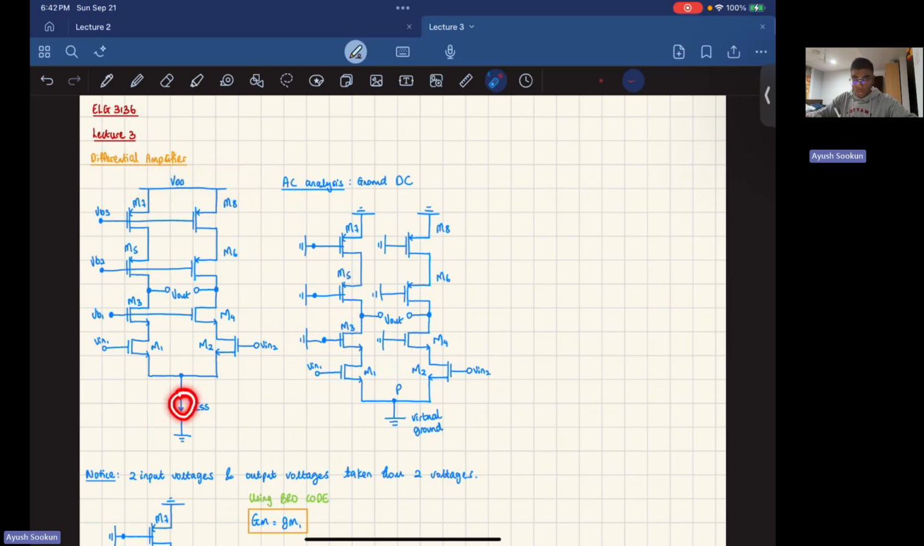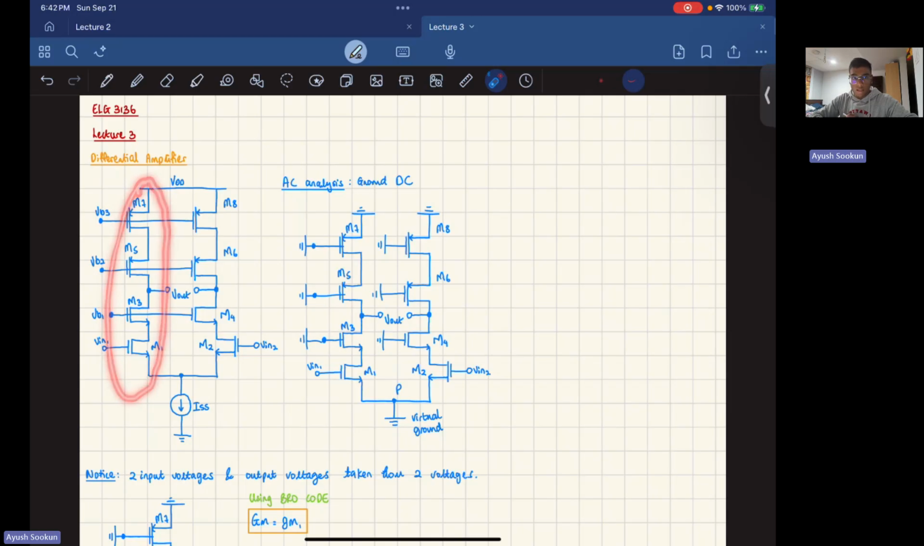You have a current source here, and throughout Electronics 2 you'll probably realize that most current sources are actually transistors. You use transistors to create your own current source. You can't go to the market and buy a current source, you have to make it yourself.